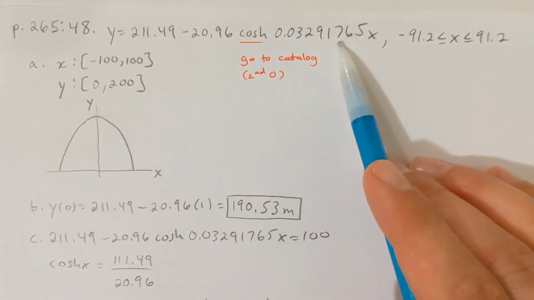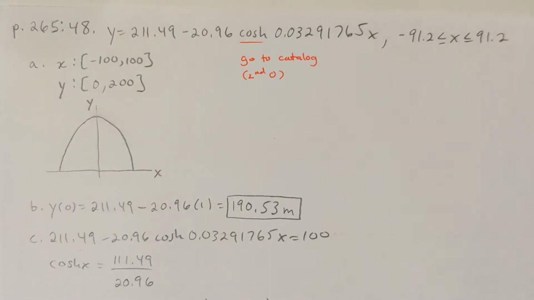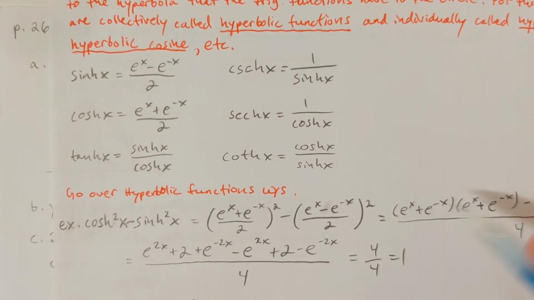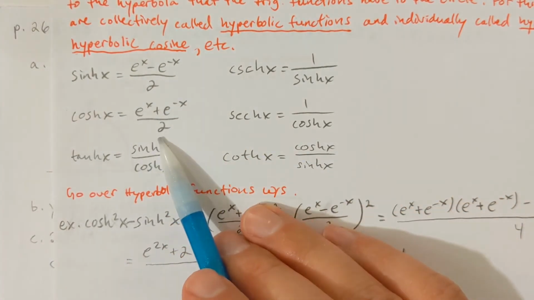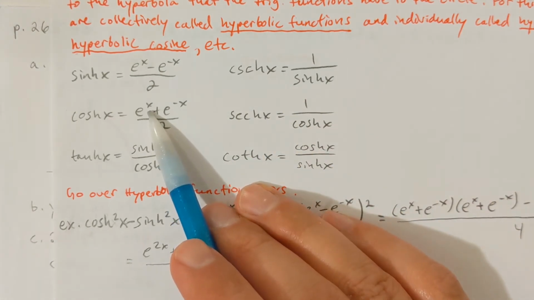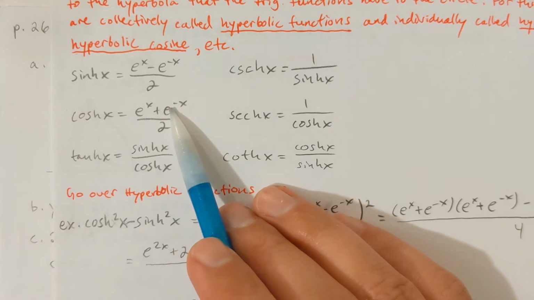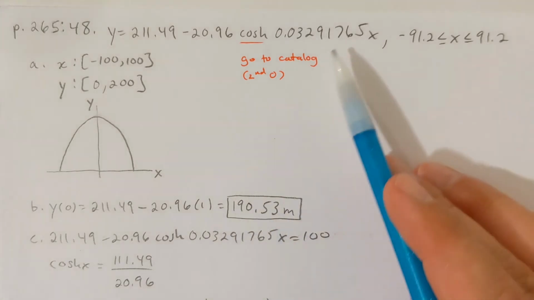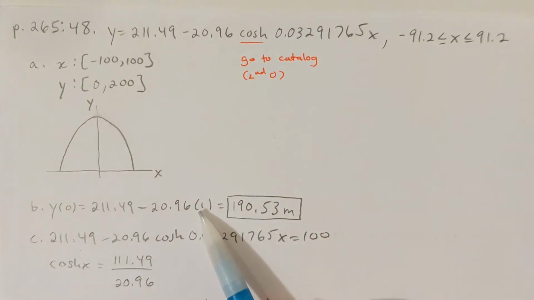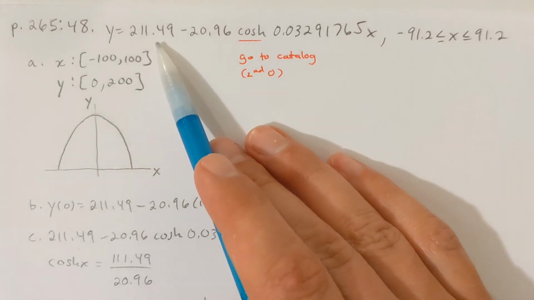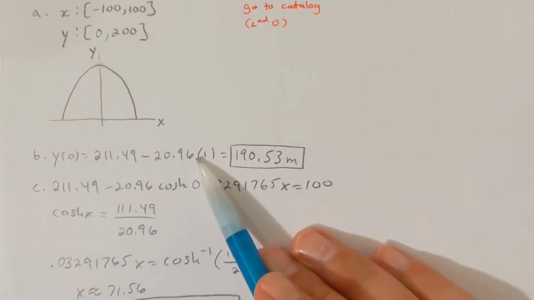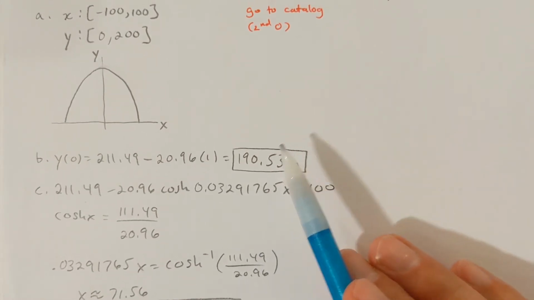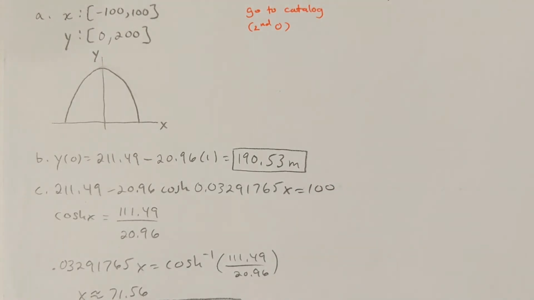Hyperbolic cosine of 0 is what? Well, I shouldn't need to run to a calculator for that, because hyperbolic cosine of x is e to the x plus e to the negative x all over 2. If x is 0, e to the 0 is 1. 1 plus 1 is 2. 2 divided by 2 is 1. Okay, so hyperbolic cosine of 0 is 1. So all I have to do here is take 211.49 minus 20.96, and I get 190.53 meters. So that's going to be the spot where the arch is at its highest, there at the peak.